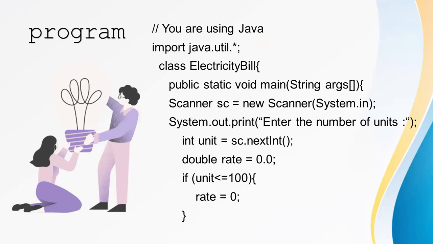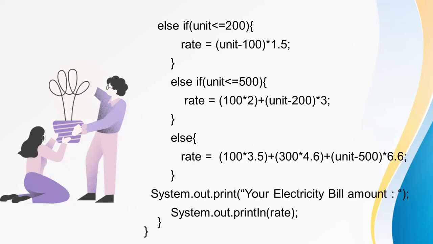This program can basically be solved using some decision making statements. Electricity bill tariff rates are divided into four tariffs. For the first 100 units, there is no amount they have to pay. So first we are getting the input from the user, how many units consumed. If the unit is less than or equal to 100 units, the rate will be zero. Else if the units are less than 200 but greater than 100.